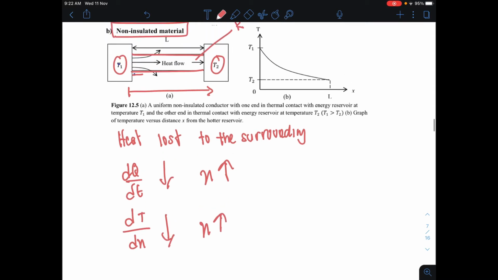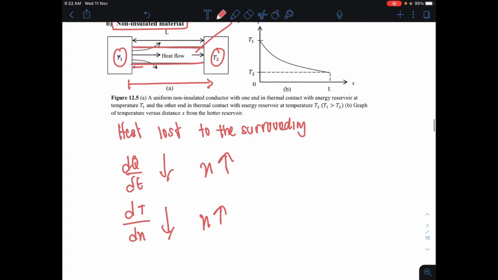Okay, x dekat sini adalah distance lah. Distance tu iaitu panjang rod kamu dekat sini. So both of these are not constant, tidak constant, sebab kita ada loss of heat to the surrounding.